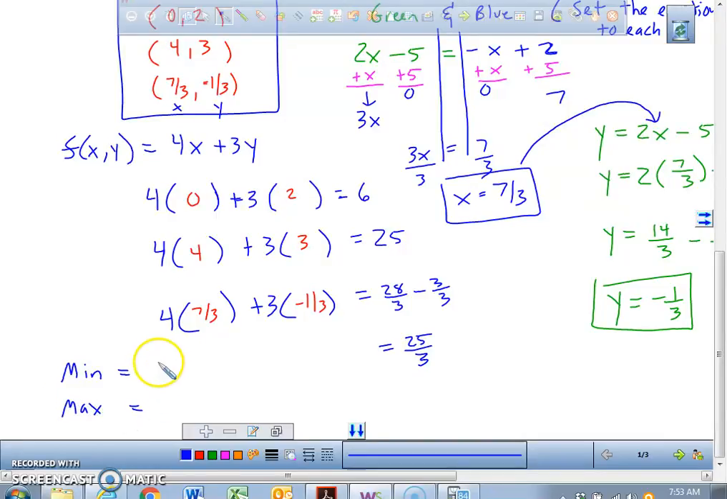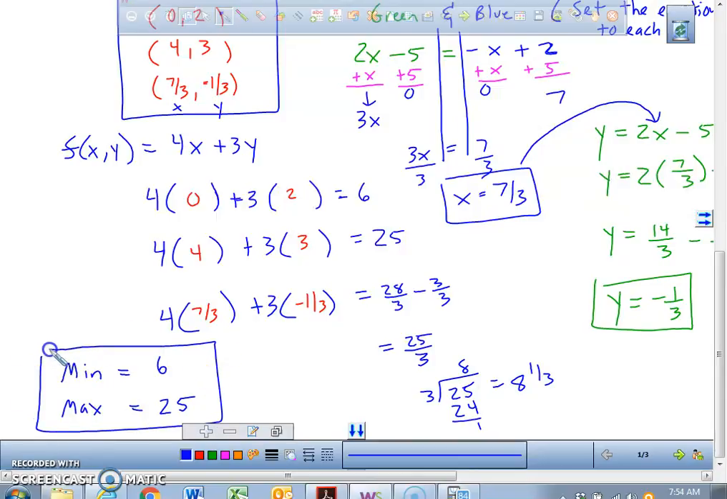Now, it asks you to find what's known as the minimum number of our function and what's the maximum number. Our minimum number in this case is a 6. If you did 3 into 25, you would get 8 and a third, which is not the smallest number. 6 is the smallest number. And what was our biggest number? 25. And that right there is your final answer.